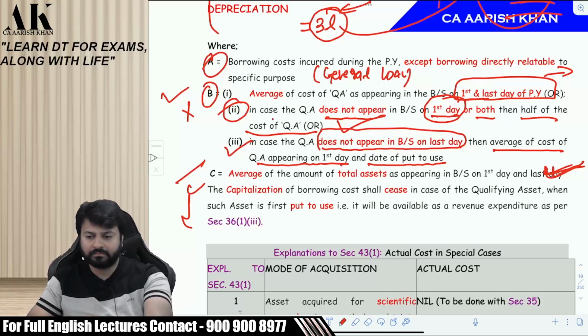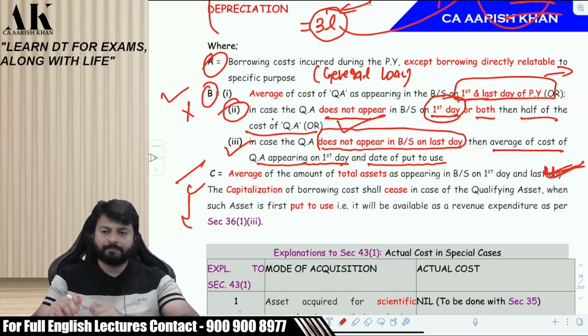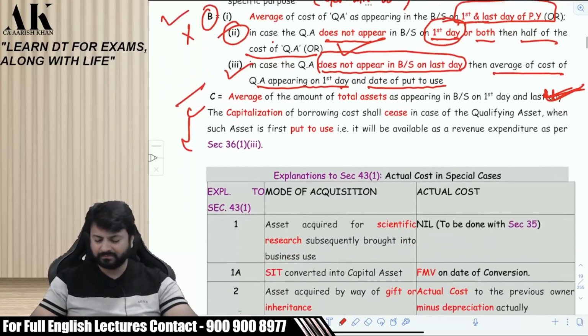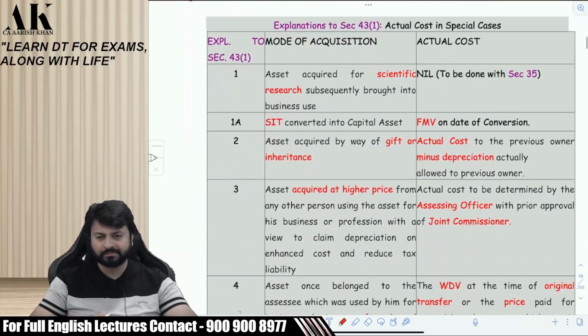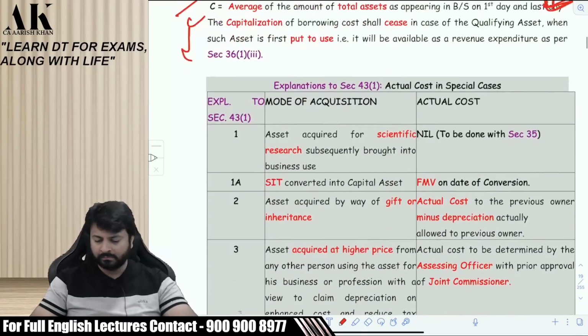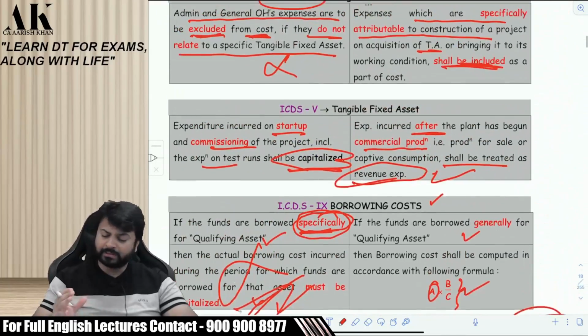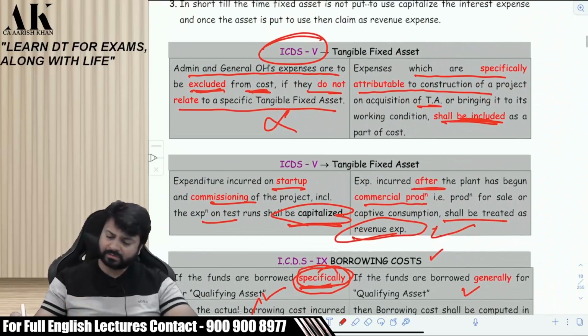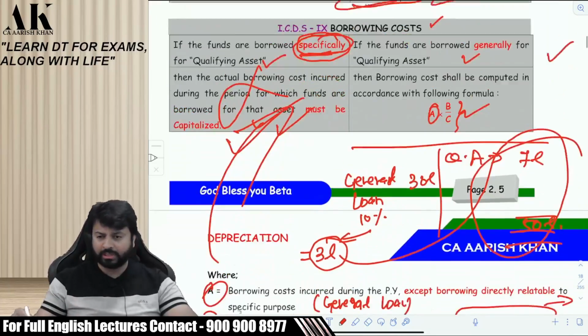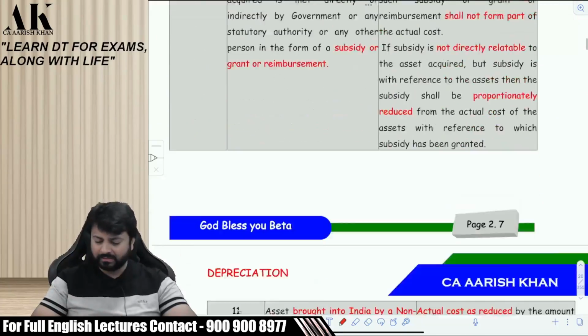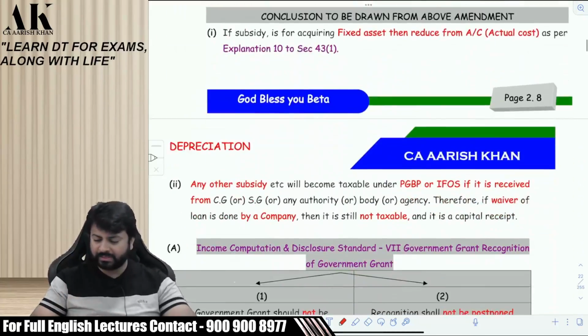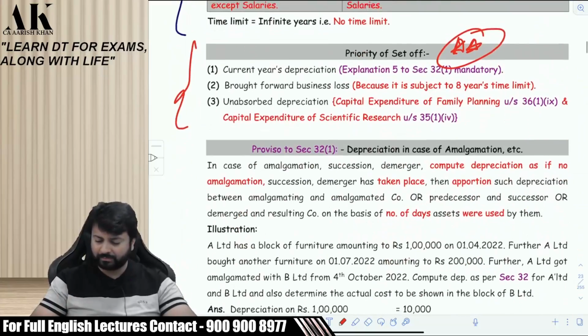Clear? Not much important for CA exams at least. They have never asked this in exams. So they have put some extracts of ICDS in your syllabus. The one which has been put over here for intangible assets, one which is put over here for borrowing cost, etc. There is one more on subsidy which I'll be taking later on. I'm not taking that as of now.